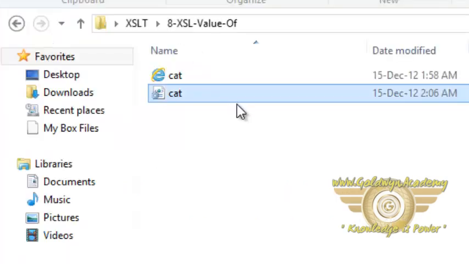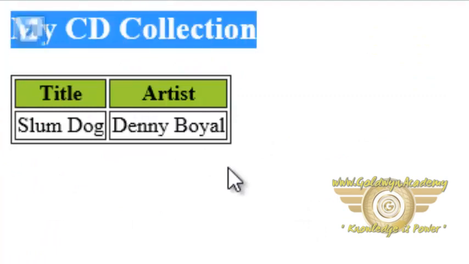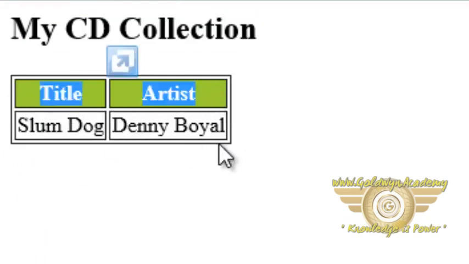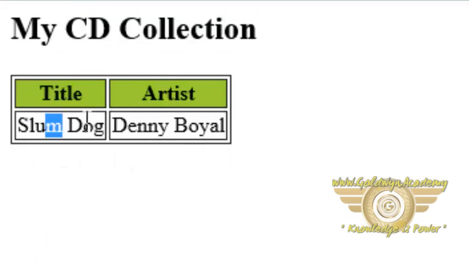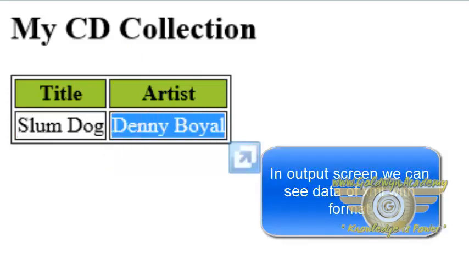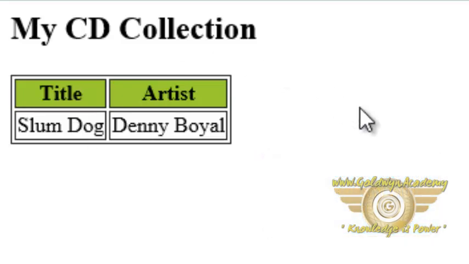So run the cat.xml document. We can see in the output, a heading is created and the title and artist cells are displaying the heading and one item called Slumdog and the artist as Danny Boyle is displayed. So this is the output of the XML document data.